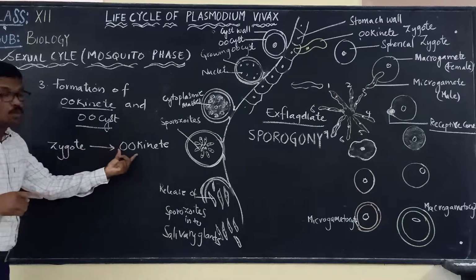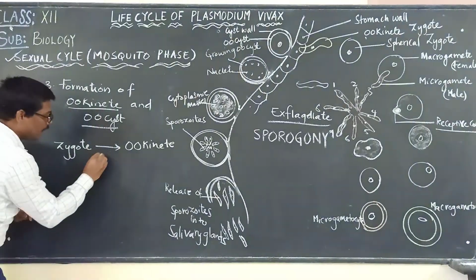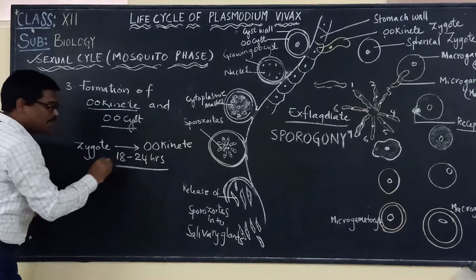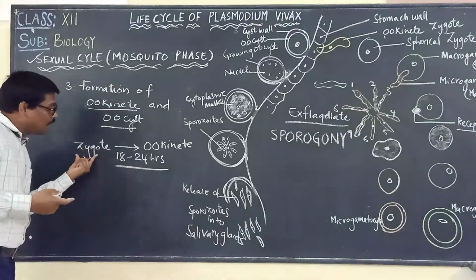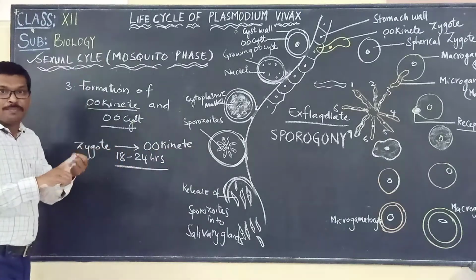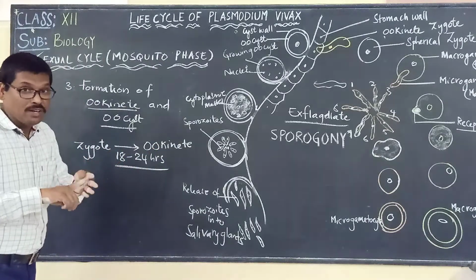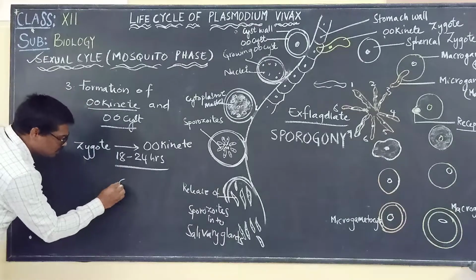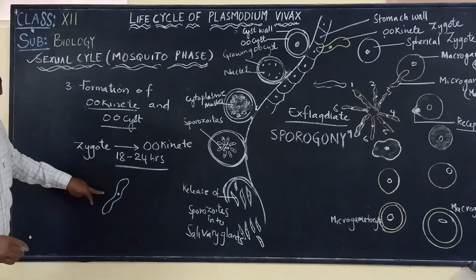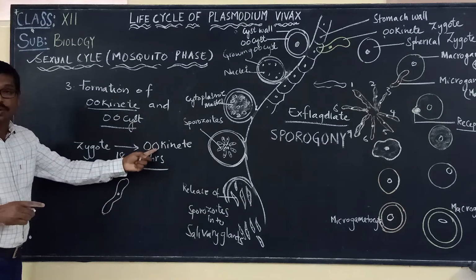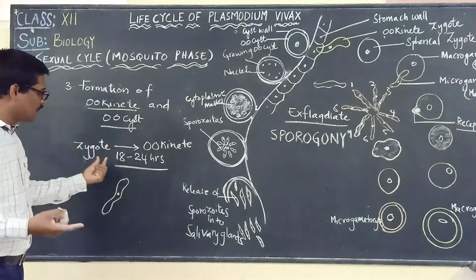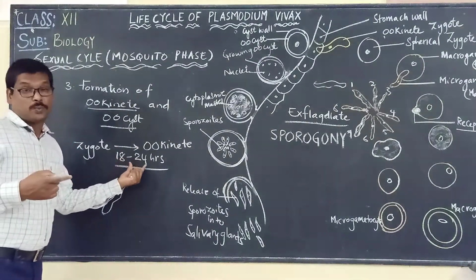To form the ookinete, it may take about 18 to 24 hours. Please remember, it will take 18 to 24 hours for the zygote to change into the ookinete. It is a long, slender, motile, vermiform structure, which may look like this. This is called the ookinete, and it is formed from the zygote.